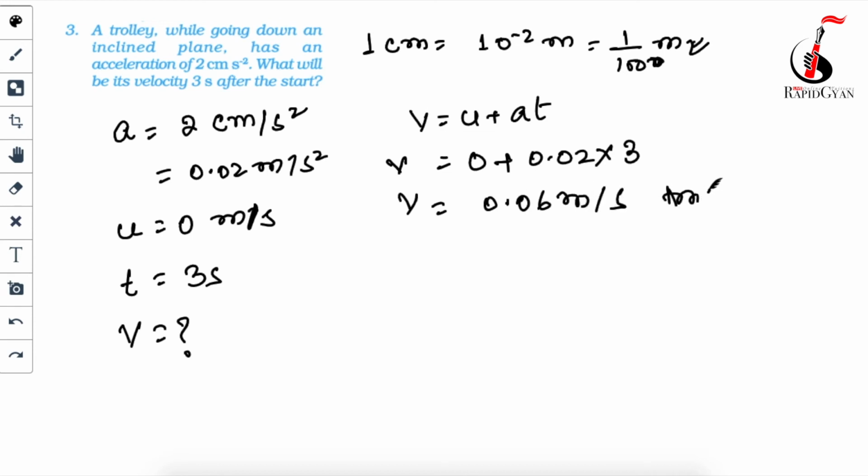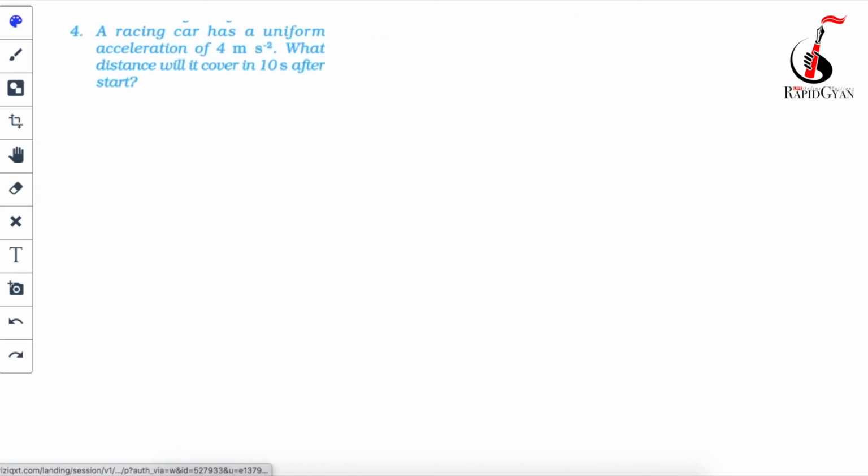That's your answer. If you want, you can convert this into centimeter per second also, but that's not needed. So 0.06 meter per second is your answer. Hope it's clear, guys. See, it's very important to convert the unit. Your unit should always be in the SI unit form. Just remember this, very important, guys. Now let's go to the next question, the fourth question.